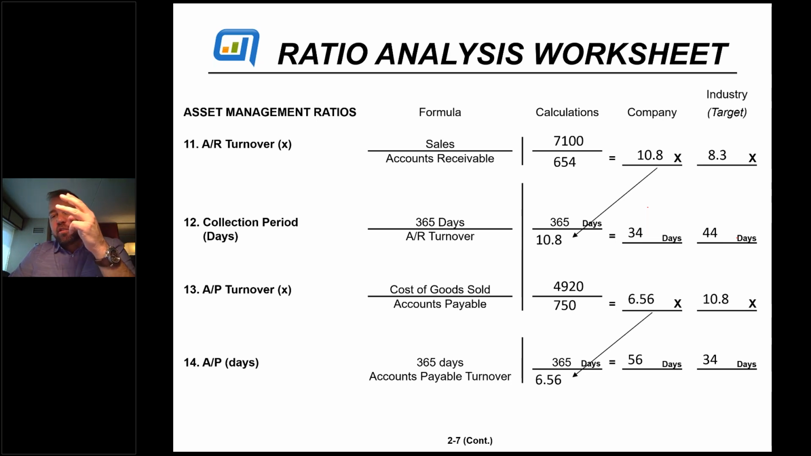Those three numbers that I circled, 90 days of inventory, 34 days of AR, and 56 days of AP, are used in what we call the working capital cycle. It's the cash conversion cycle, right? And let me show you what that looks like horizontally.